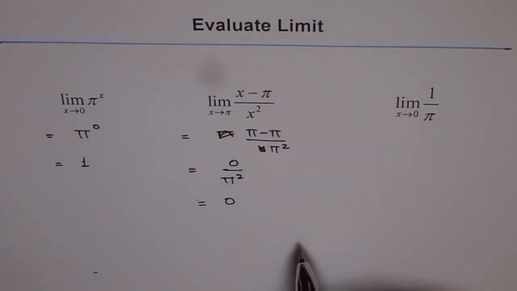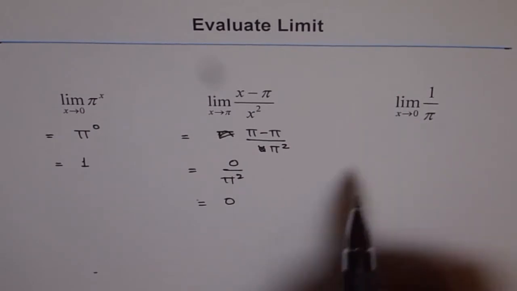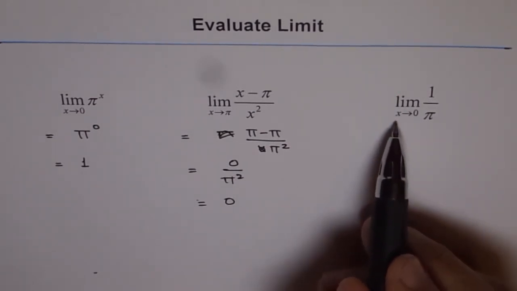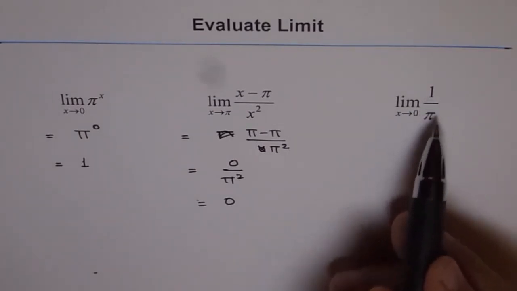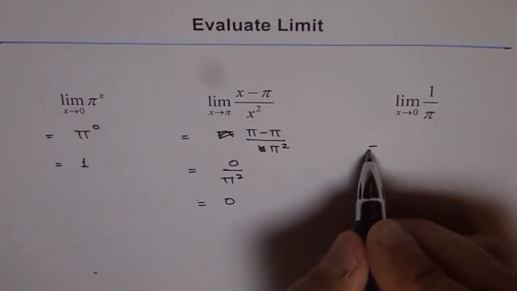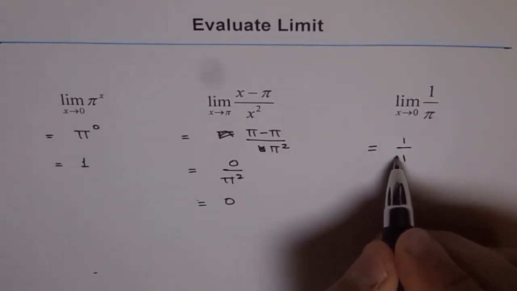Next one. The limit of this function, 1 over pi, when x approaches 0. So let's substitute 0 for x. Well, there is no x here. It is a constant. Remember, it is a constant, and therefore its limit will be the constant 1 over pi.